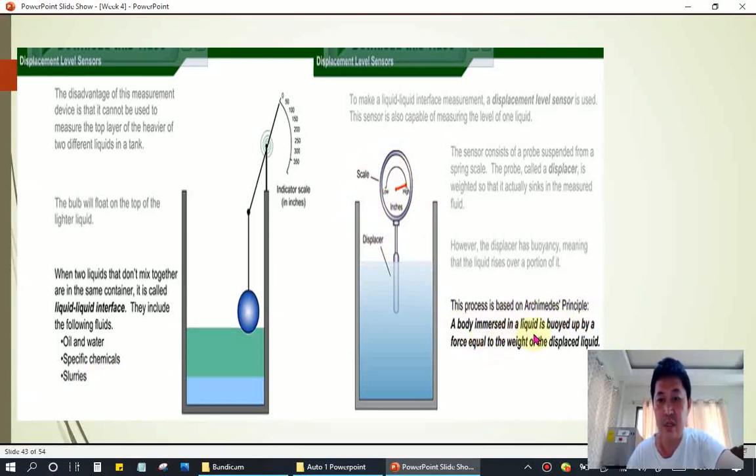A body immersed in a liquid is buoyed up by a force equal to the weight of the displaced liquid. One example there is your ship. Say your ship has no cargo, there is an empty tank, empty cargo hold, and as far as the Archimedes principle is applied, remember that Archimedes principle says that the weight of the water being displaced is equal to the weight of the object.